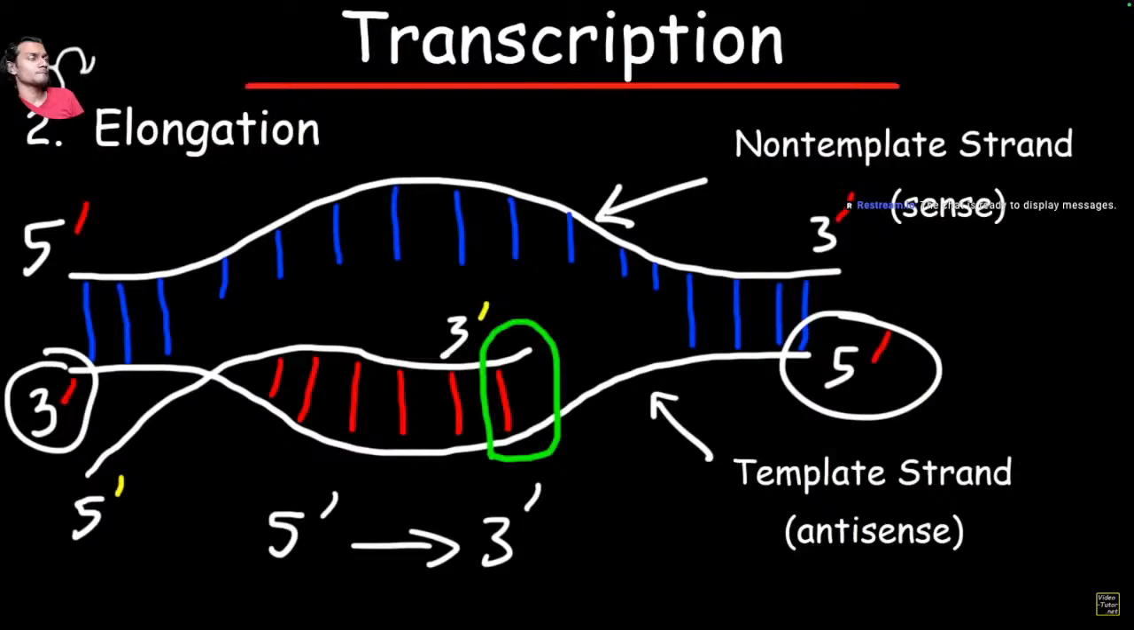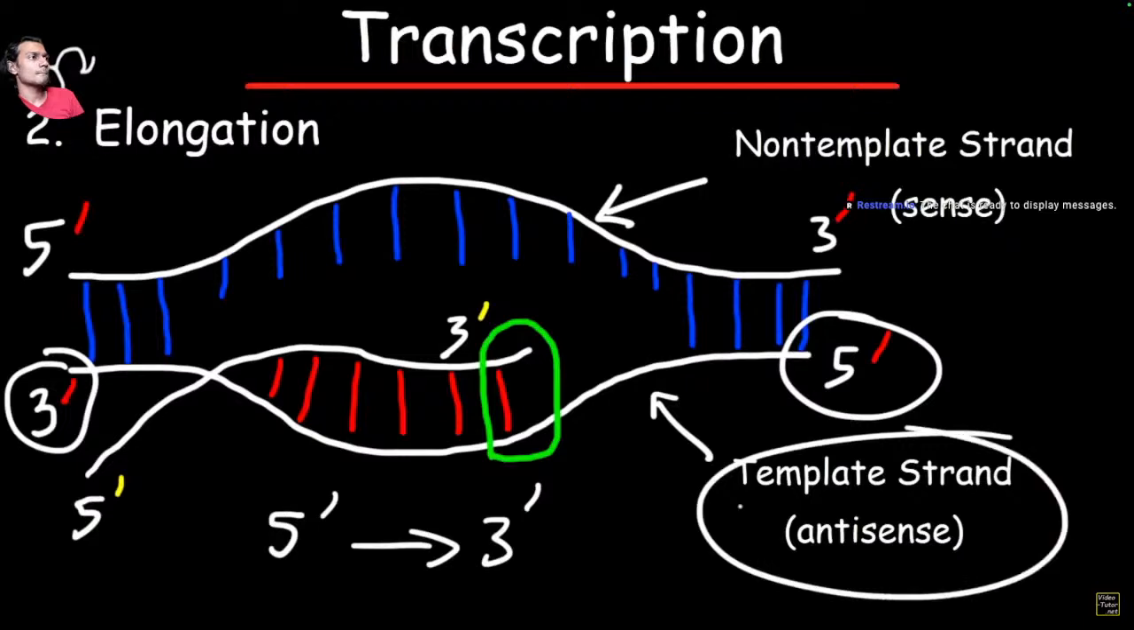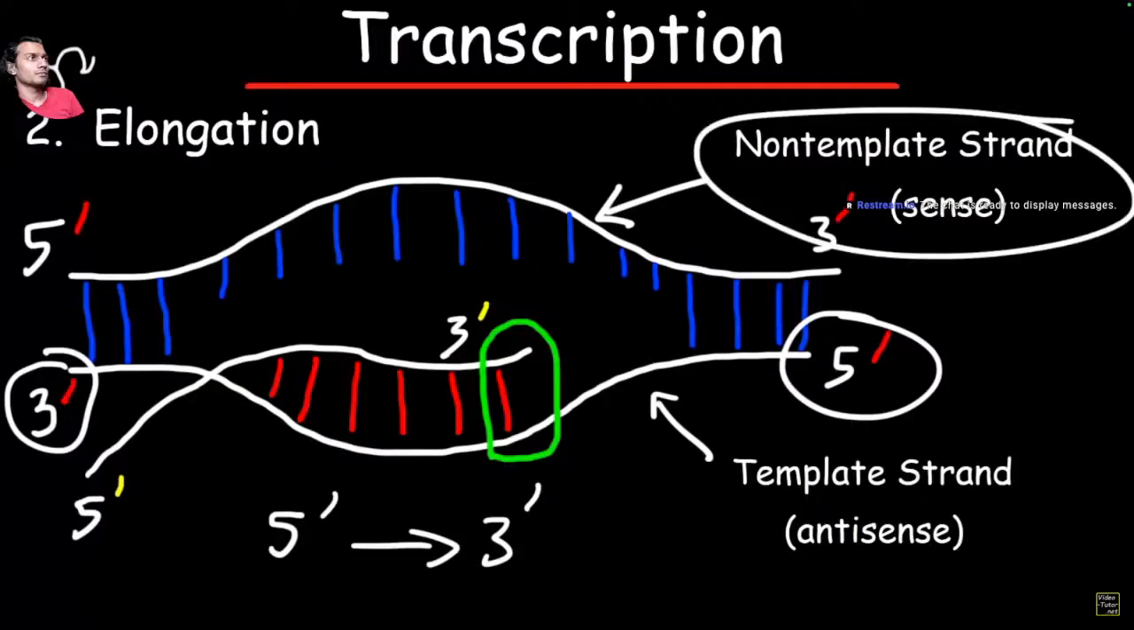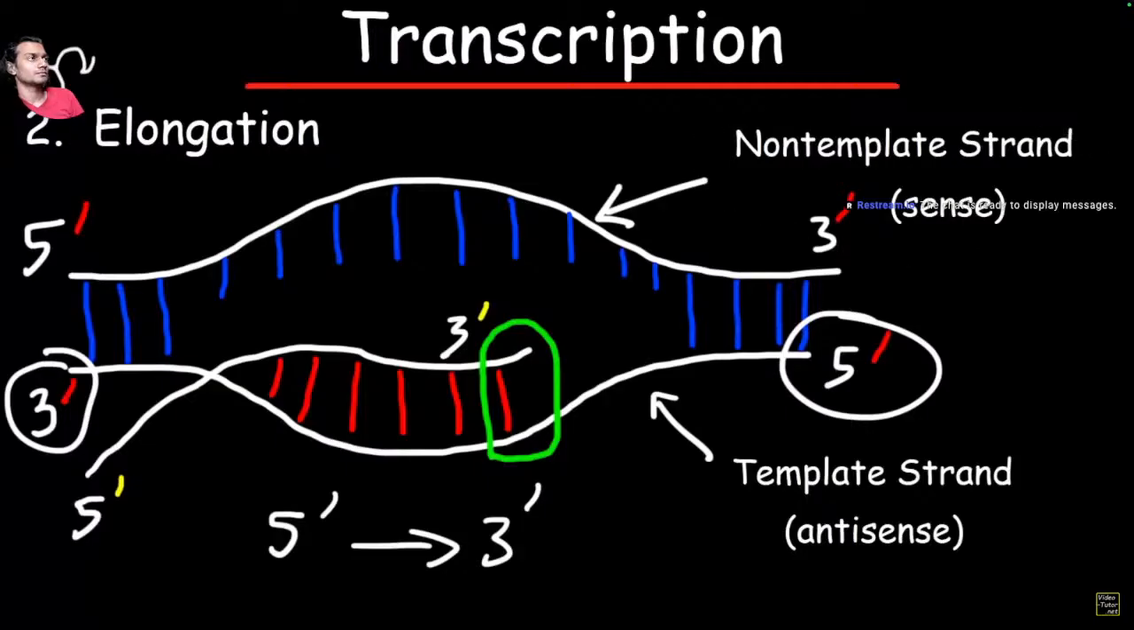The other one, which is not used, is also known as the sense strand. Some textbooks will call it the coding strand. It matches up with RNA, except the fact that uracil is found in RNA, but thymine is found in DNA.